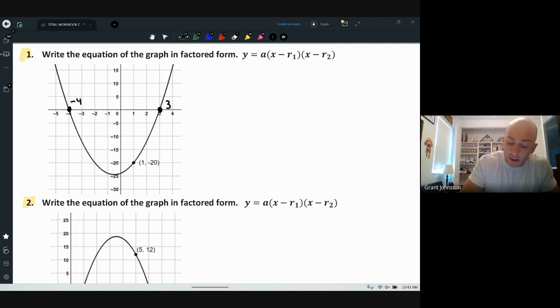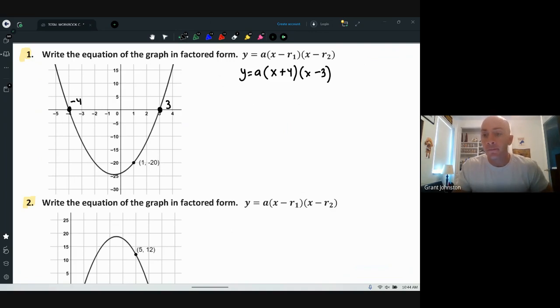As I'm writing this equation, I'm going to do the opposite of those roots. So I'm going to do x plus 4 because it was a -4 root, and then an x minus 3 because it was a positive 3 root. So that's half the battle. We got most of the form of the equation done. Now we just need to figure out that a value.